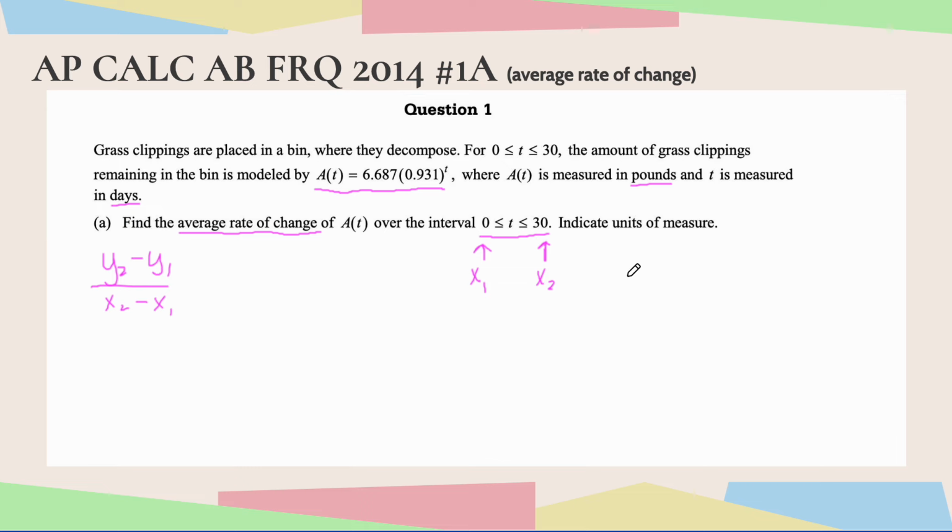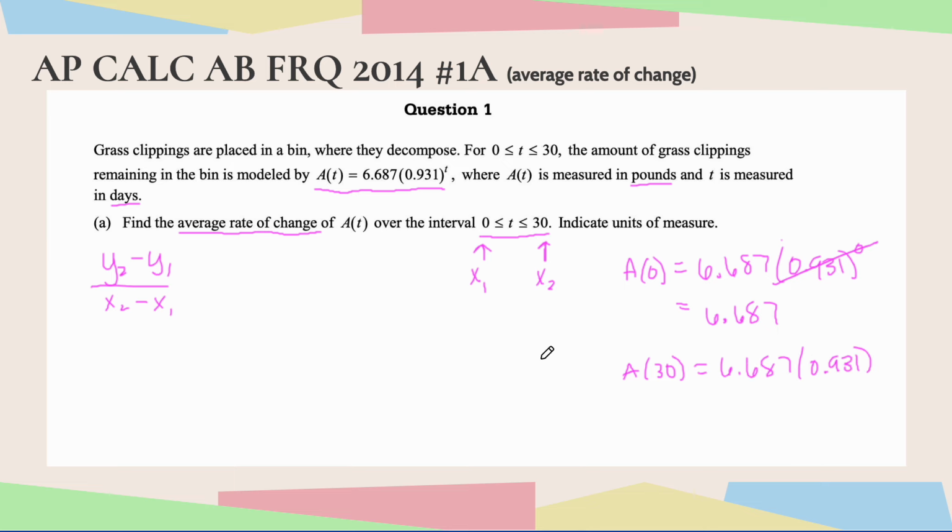First, I'm going to simply do A of 0, which is pretty straightforward. I'm going to do 6.687 times 0.931 to the power of 0. Anything to the power of 0 is 1, so this entire term here is just 1. I'm going to cancel that out since it's equal to 1. Therefore, A of 0 is equal to 6.687.